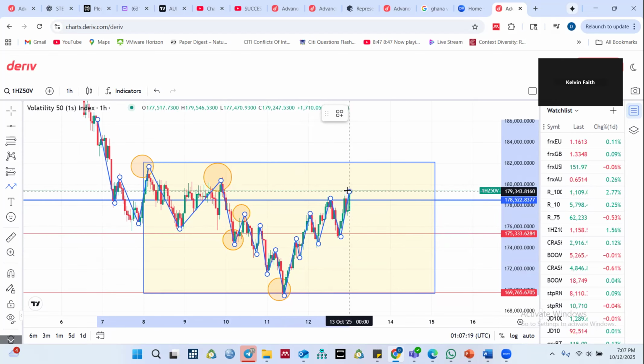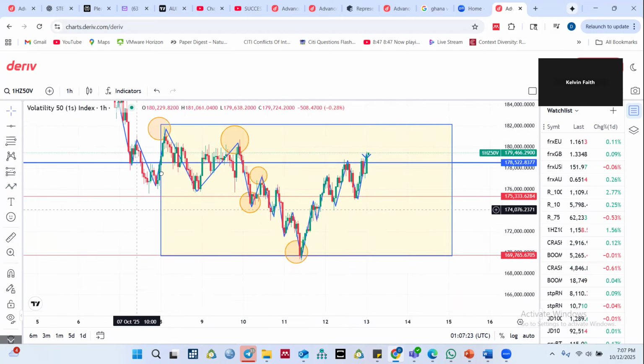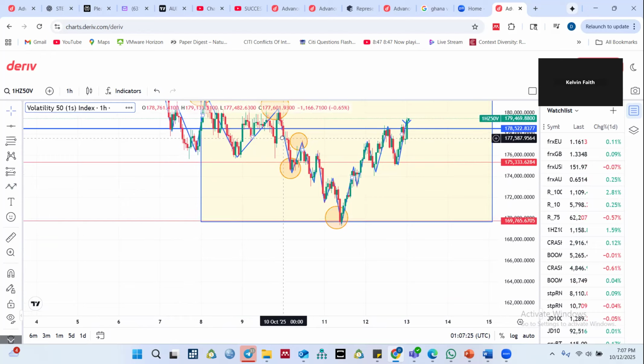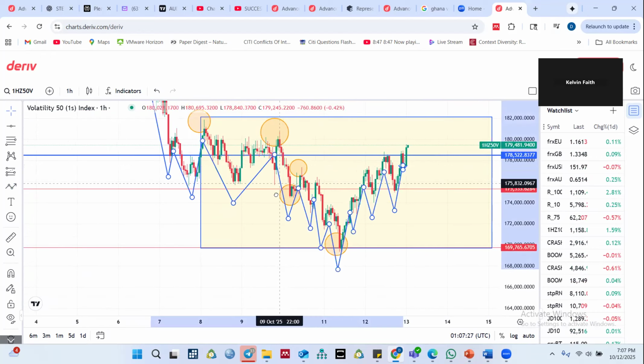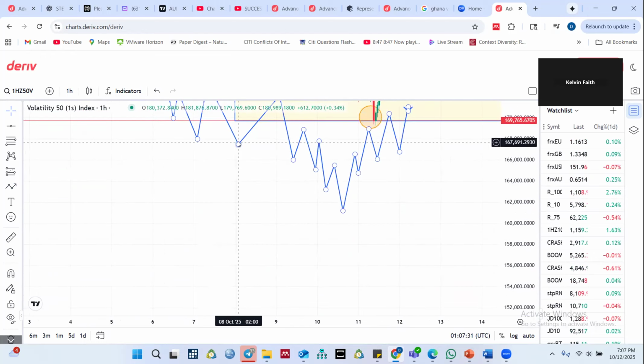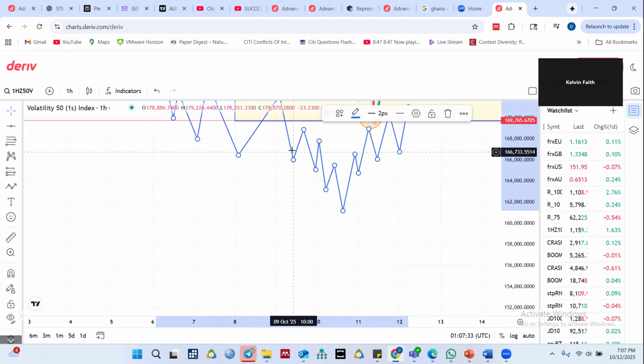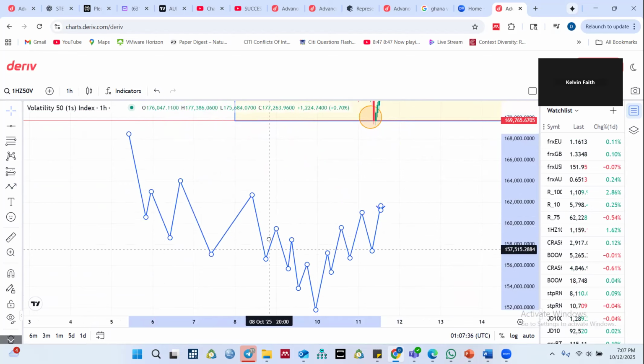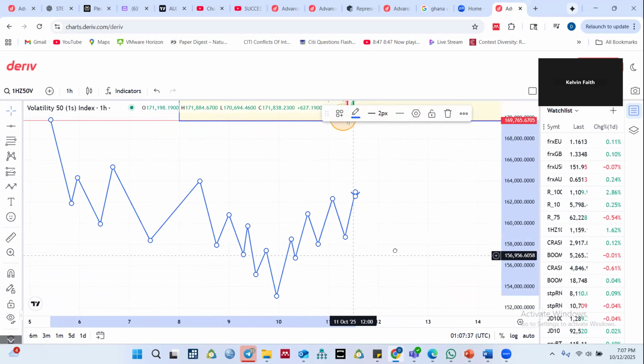And we are currently here. Okay, so this is the price action we have right now.